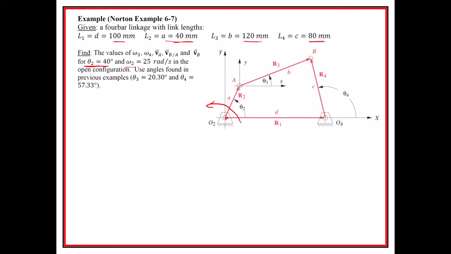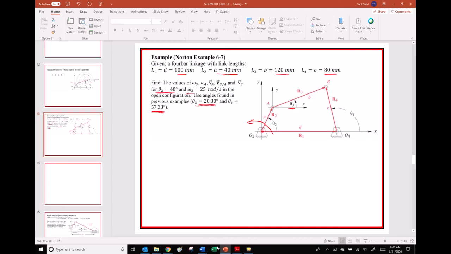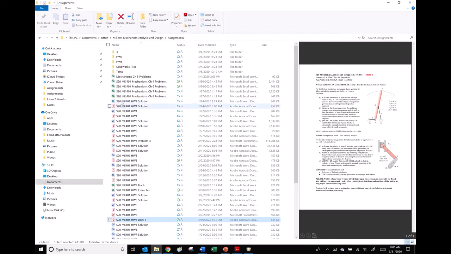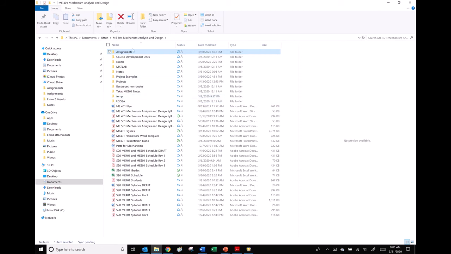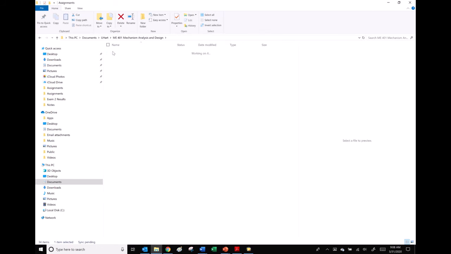The thing that we do first, if this was a regular problem, is the position analysis, and we find that theta 3 right here was 20.3 degrees, and theta 4 was 57.3. So what would really be good is if we were to take a look and see what this looked like.